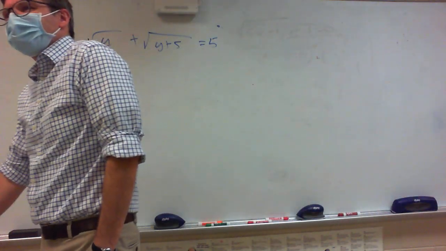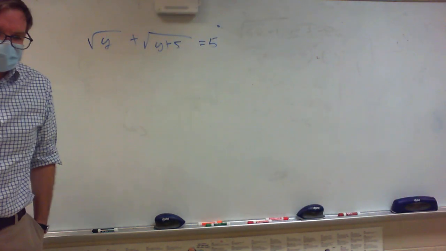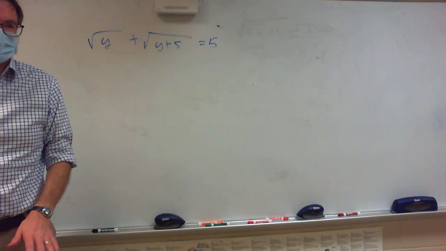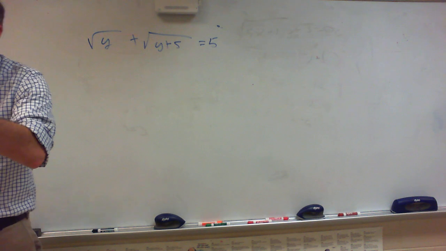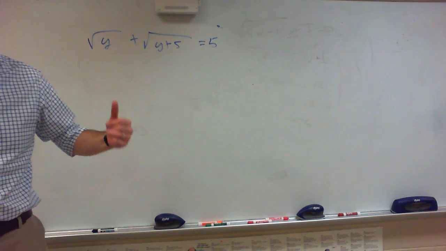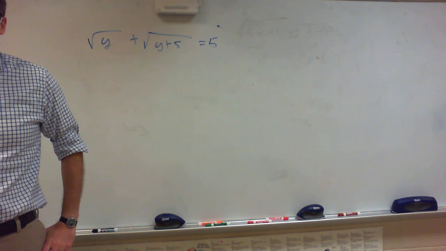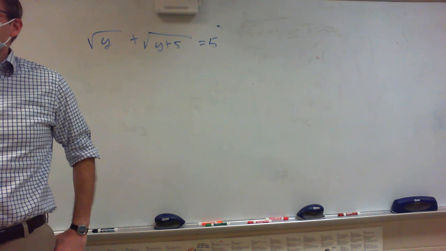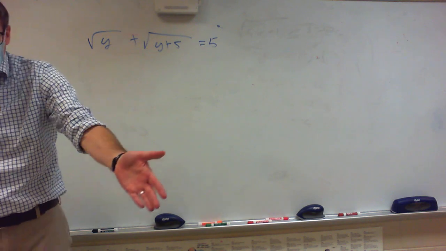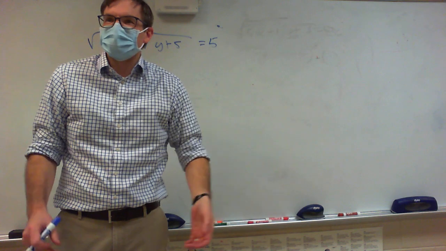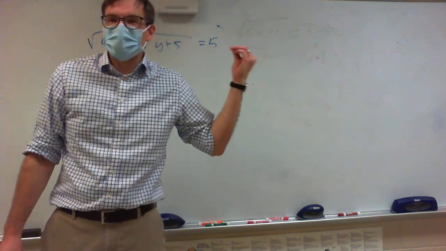All right. Everybody got it written down? Now our job is to get rid of the square root. Oh, wait a minute. What's our problem? What we've done in all the other questions is we get the square root by itself and then we square both sides. What's different about this?